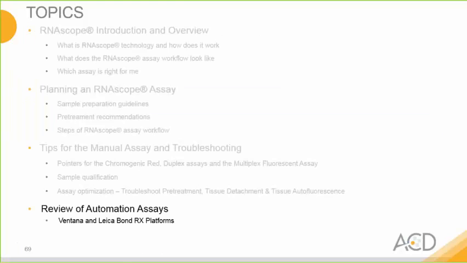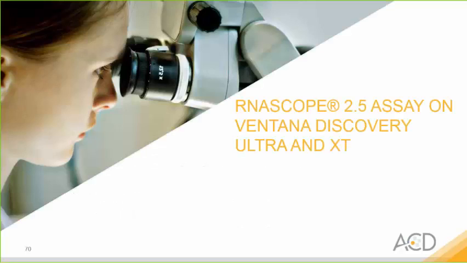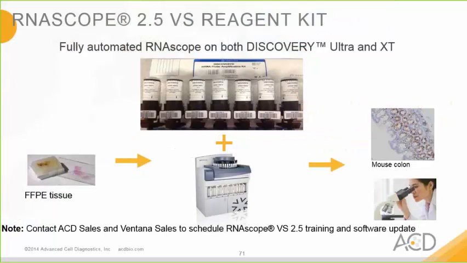Okay, so so far we have reviewed how to get started and troubleshoot with the manual assays. I just want to quickly mention that the RNAscope assays can also be automated on the Leica BOND RX and the Ventana Ultra and XT platforms. So the 2.5 can run on the Ventana Discovery Ultra and XT platform. And this is showing the automation capability of the Ventana platform from tissue to imaging.